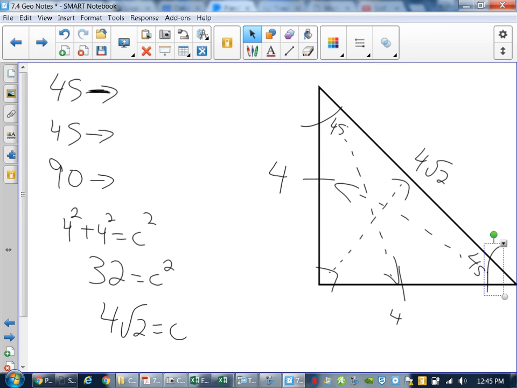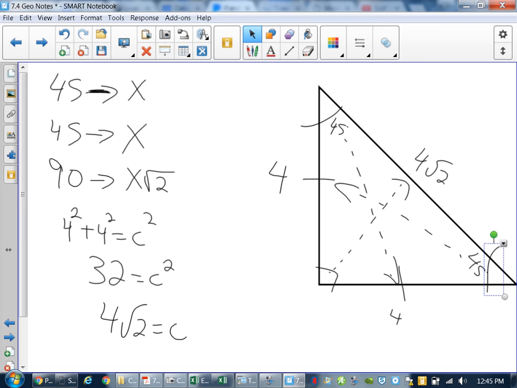What happens here is that you get this basic pattern. No matter what 45-45-90 triangle you get, you always have the same pattern to it. Across from the 45 is some value of x, which means across from the other one is some value x, which means across from the 90 is that value of x times the square root of 2.